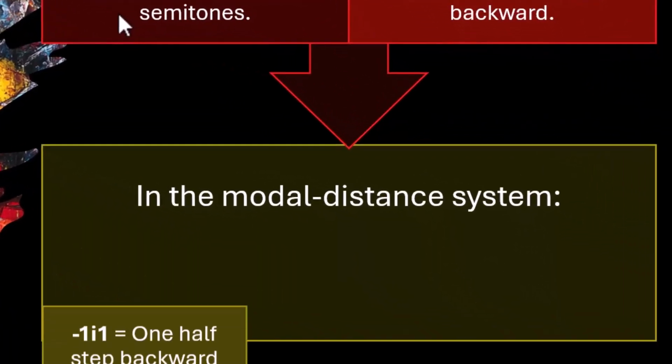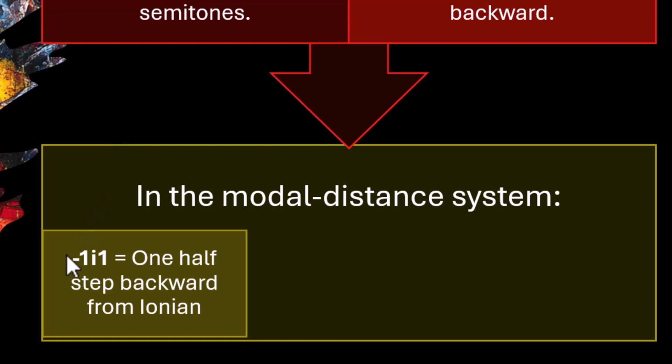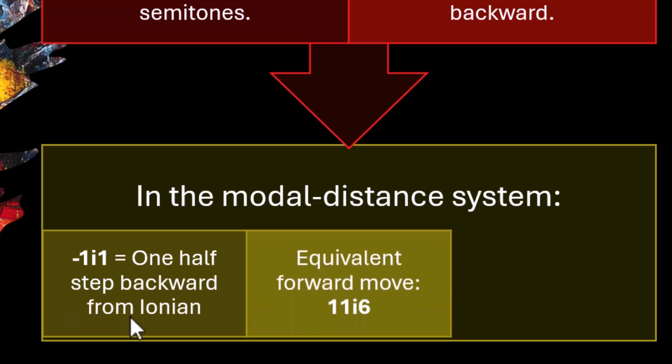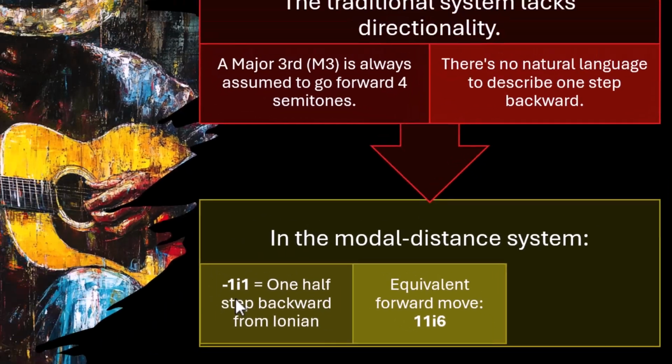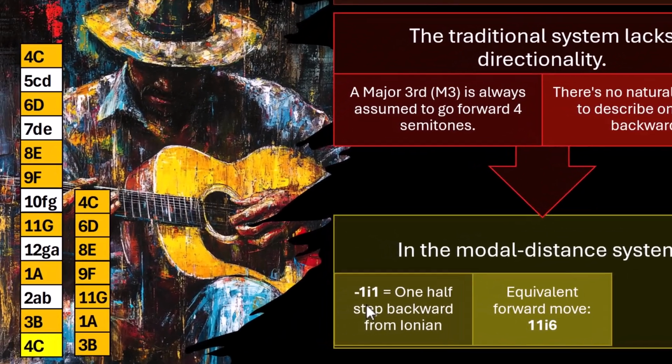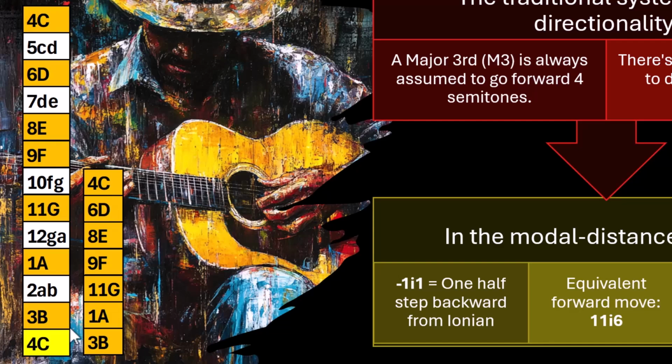So in the modal distance system, we have symmetry. Now, if we say, for example, that we're going to go -1, and I'm going to call that negative first modal half step backwards, which would be the second scale degree, then you have 1 half step backward from the Ionian or major node. So in other words, what does this term mean? This would be going backwards 1 half step. So if I'm on the C here and I go backwards 1 half step, I get to the B.